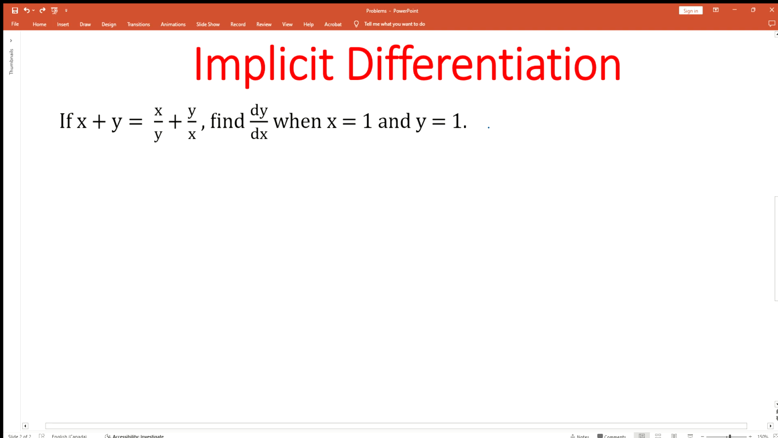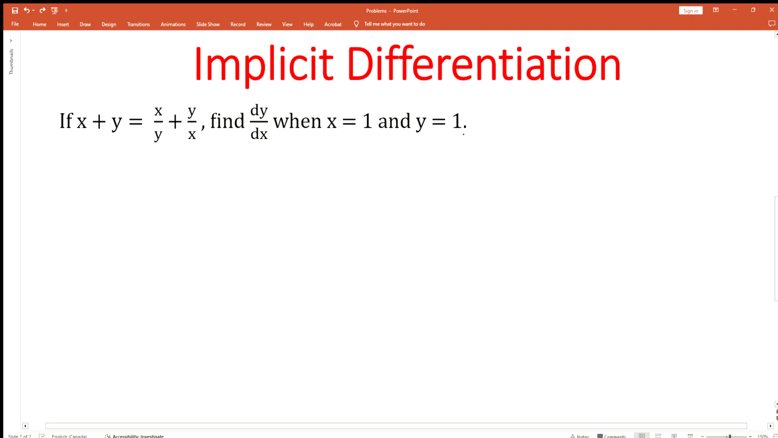In this video, we'll use implicit differentiation to solve the problem. As per the problem, if x plus y equals x over y plus y over x, find dy over dx when x equals 1 and y equals 1. We have to use the given equation to find dy over dx for x equals 1 and y equals 1.